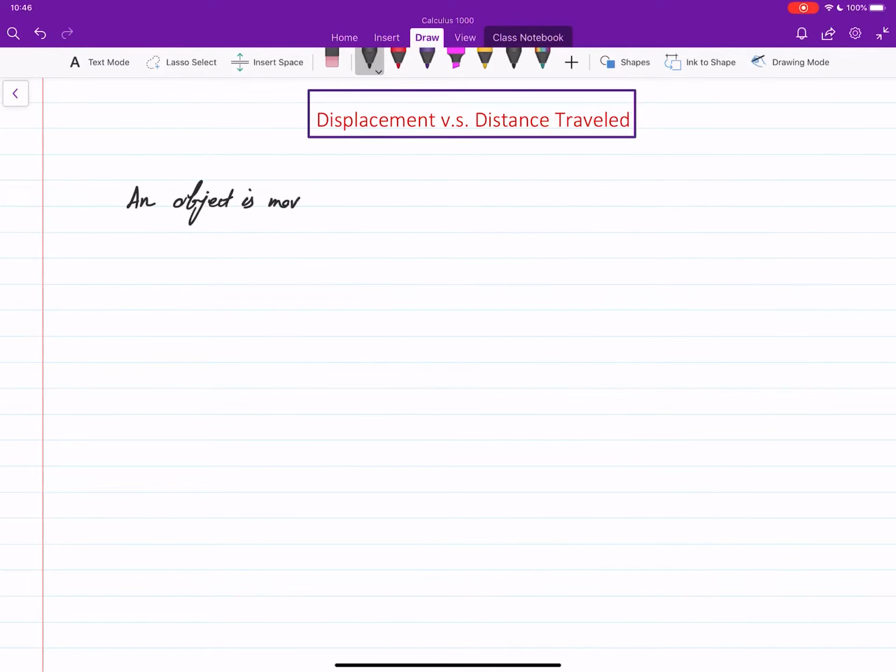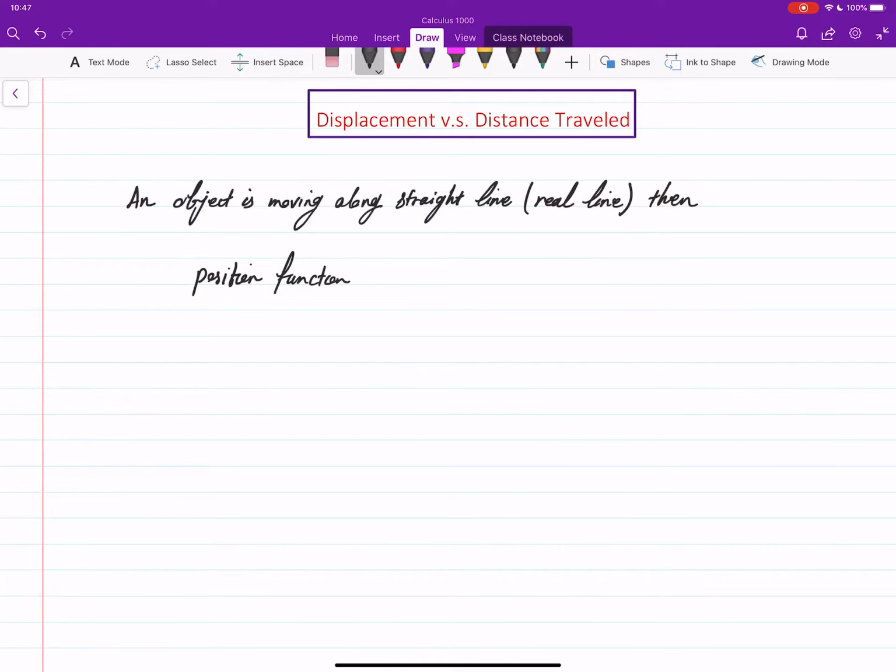so an object is moving along. Let me write a real line or a straight line here, but specifically what we mean is on a real line. So we have the unit of distance and everything. Then we have this function called position function, which has all the information we want to know about the movement of this object.